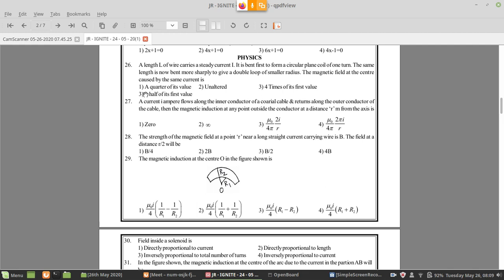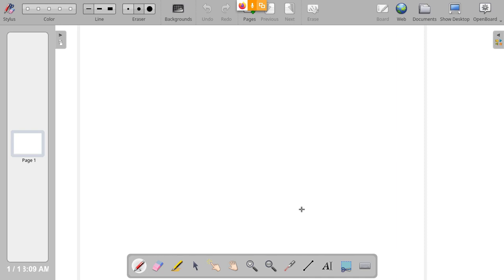So for this, four choices are there. First, a quarter of its value, unaltered, four times of its first value, and half of its first value. These are the choices given. We can clearly see that for the circular loop we have to use the formula for the magnetic field due to a circular loop, for which we know that B is equal to mu naught. The number of turns also we have to include, because the second time two loops are coming. So mu naught Ni divided by 2R.